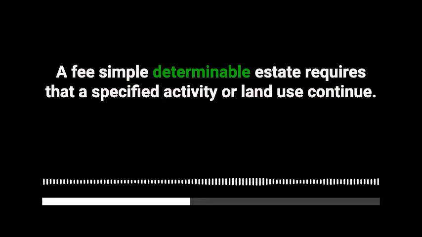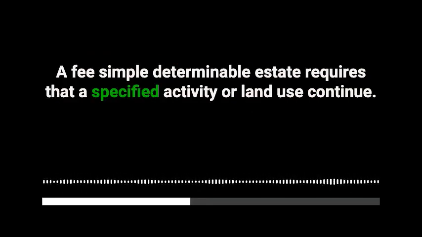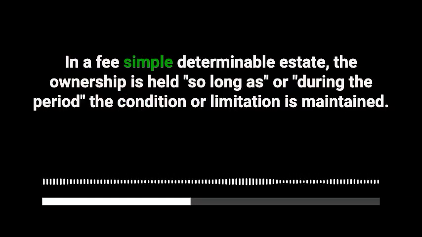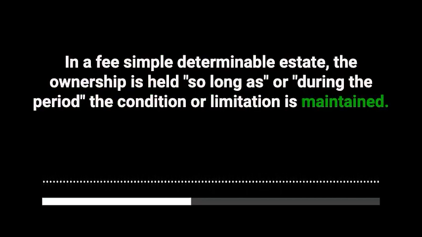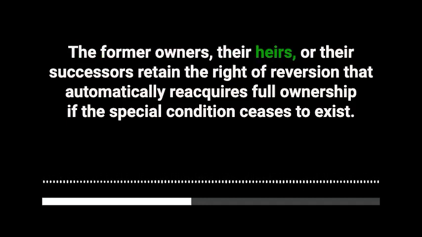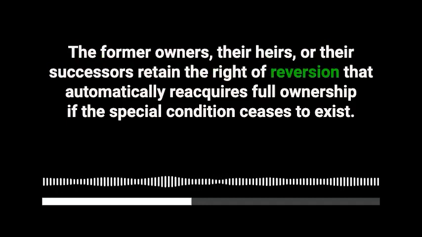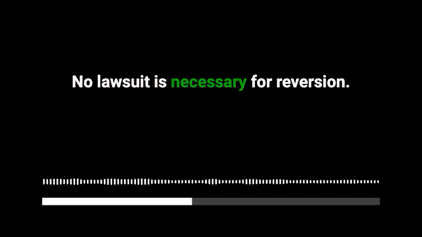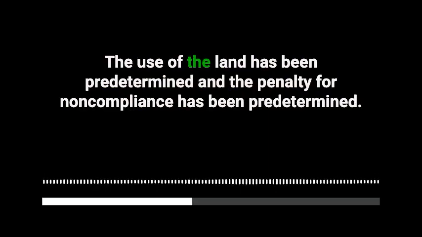A fee simple determinable estate requires that a specified activity or land use continue. In a fee simple determinable estate, the ownership is held so long as or during the period the condition or limitation is maintained. The former owners, their heirs, or their successors retain the right of reversion that automatically reacquires full ownership if the special condition ceases to exist. No lawsuit is necessary for reversion. The use of the land has been predetermined and the penalty for noncompliance has been predetermined.